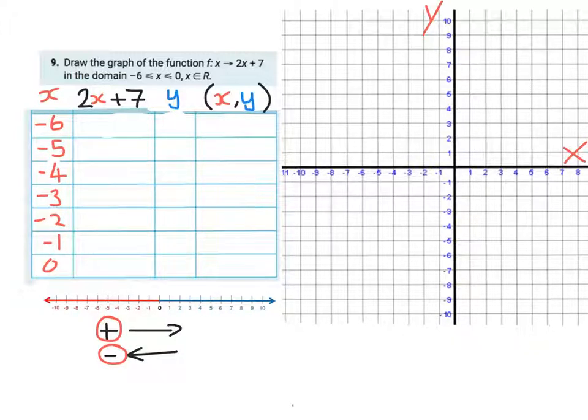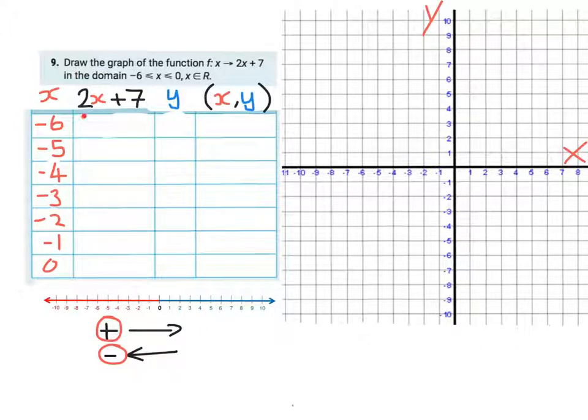Now, this is our rule. We know this already. f of x is equal to 2x plus 7. That means 2 multiplied by the input plus 7. All right? Now, I put the x here in red because that might help you in deciding for each of these lines what number is going to be substituted in for x. So that rule is going to stay the same all the way along here.